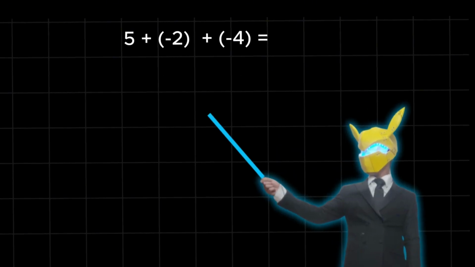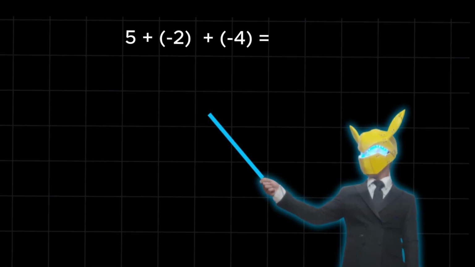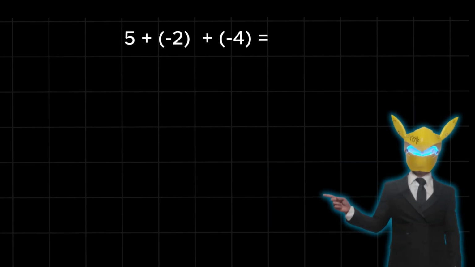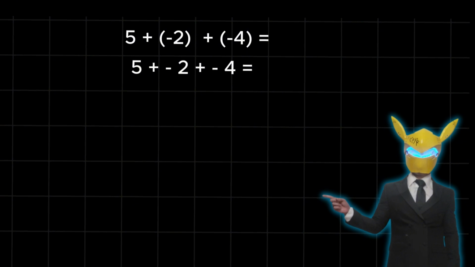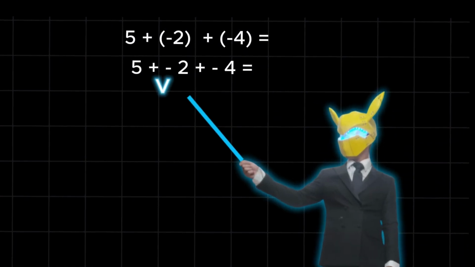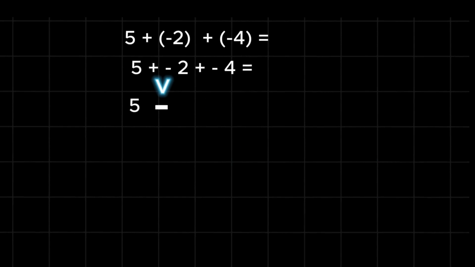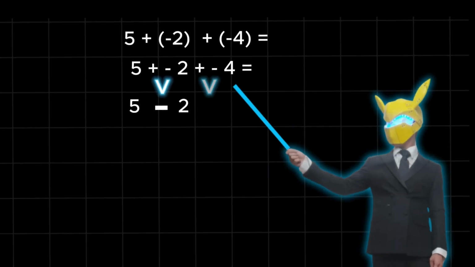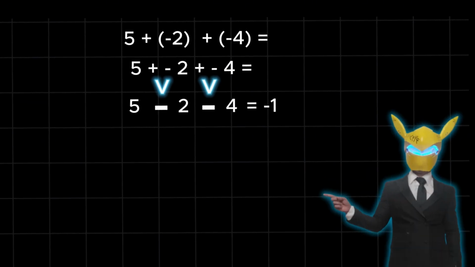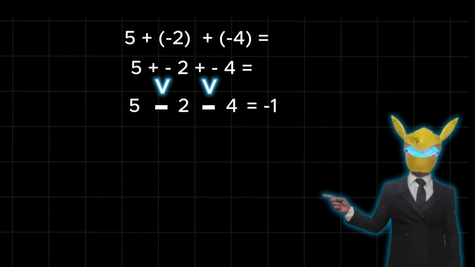5 plus minus 2 in brackets plus minus 4 in brackets. Let's simplify this to the next line. Let's take away all the brackets. 5 plus minus 2 plus minus 4. We have a plus and a minus next to each other, so 5 minus 2. And we have a plus and a minus next to each other, so minus 4. 5 minus 2 minus 4 equals minus 1.